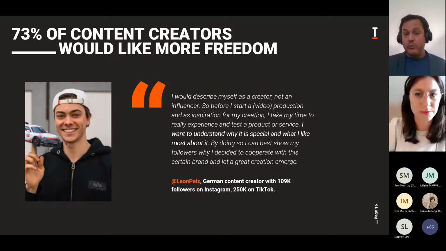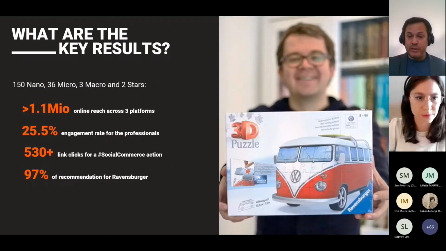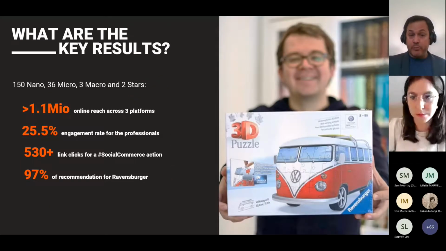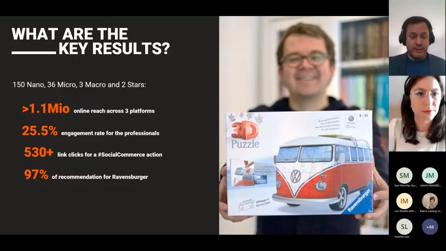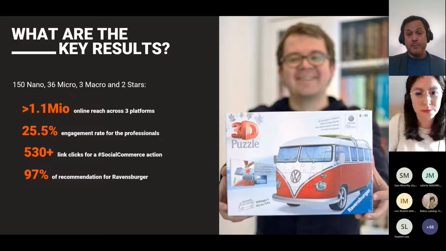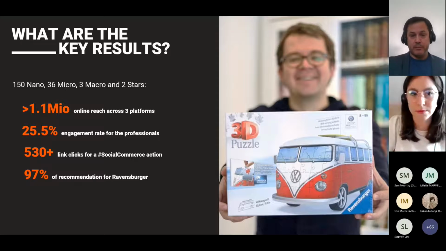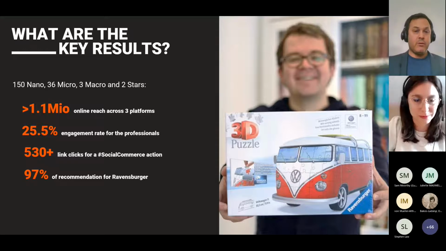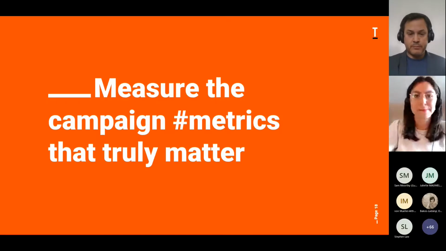So doing that resulted really in also an outstanding campaign results with more than 25% engagement rate, which, as you know, and as Delphine also mentioned, is really amazing given the size of these influencers. And also it resulted in measurable business impact for Ravensburger. So another best practice is where we can really learn from what Ravensburger has been doing here. Let's move to number 4.